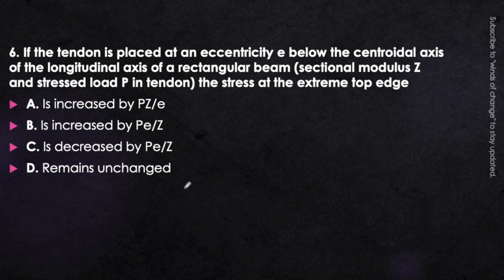Just think about it. In a pre-stress section, we represent tension by negative sign and compression by positive sign. So on that basis, we have to determine whether it is increased or decreased. We are talking about the extreme top edge. Since the pre-stress member is at an eccentricity E below the centroidal axis, in the top there will be tension that will be developed because of this pre-stress member. So in the extreme top edge, the stress value will be decreased by Pe by Z. Memorize it, it is important.